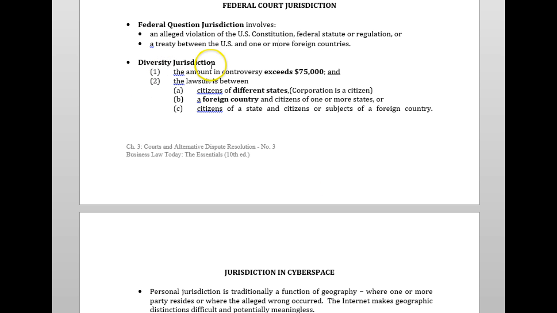And there's a diversity jurisdiction, it's called, that says if it's a controversy that involves dollars, it has to be over $75,000. If it is a controversy between citizens of different states, like a corporation, it will show up in federal court. If it's a foreign country, and if it's citizens of a state or citizens and subjects of a foreign country. So it is dealing with inter rather than intra-state issues.